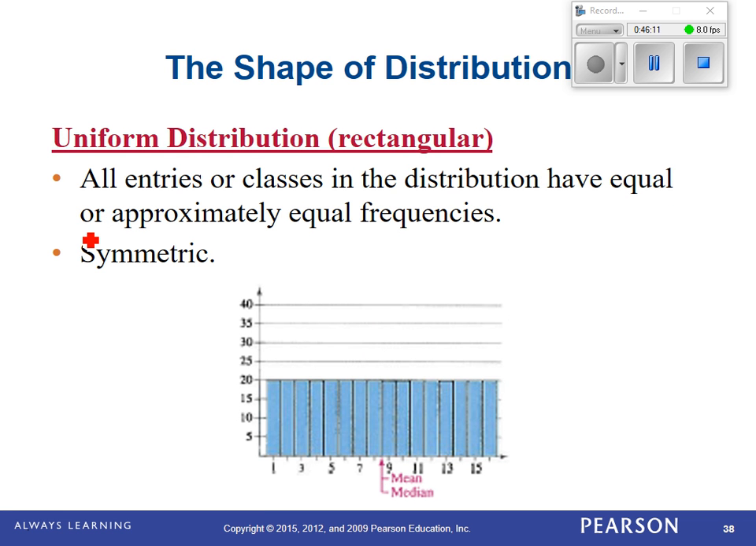Uniform. What happens in a uniform distribution? Everything's the same. Again, in the real world, are we ever going to have something that probably comes out exactly the same?